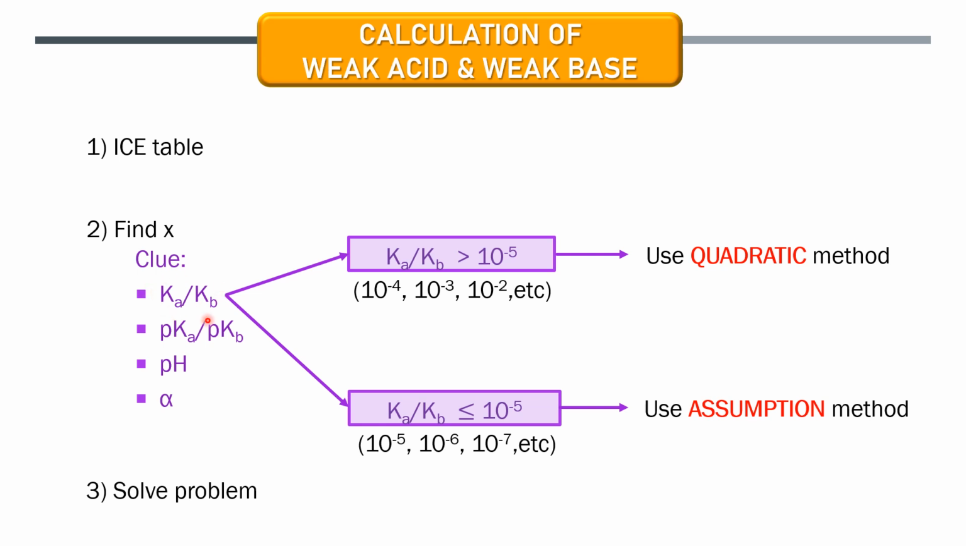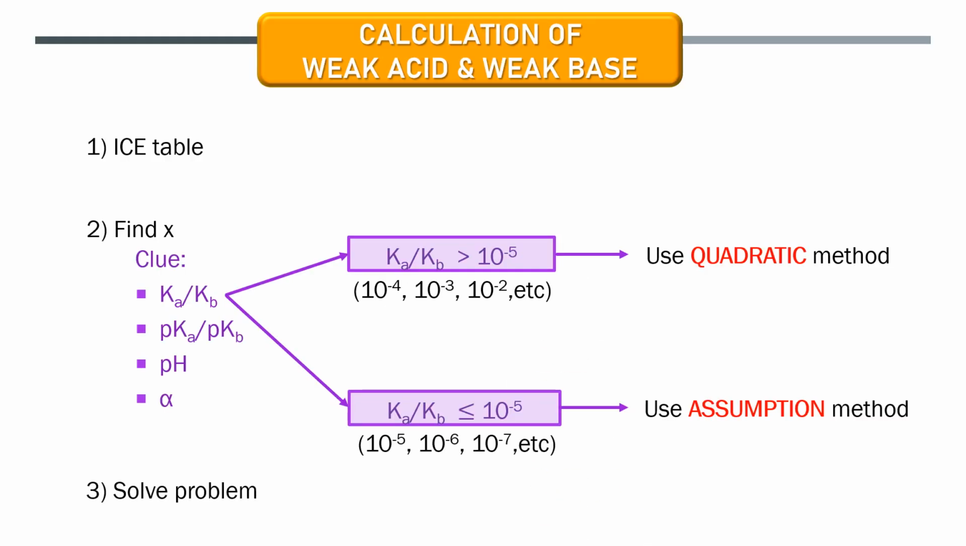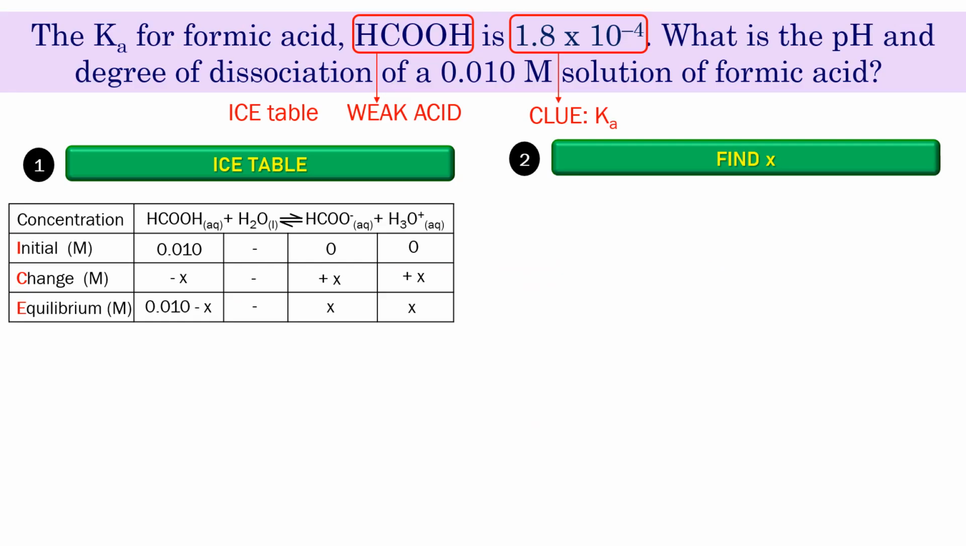The clue might be Ka or Kb, pKa or pKb, pH or alpha. So this is our clue, which is Ka. Since clue kita adalah Ka, kita akan tengok kepada value of Ka yang diberi. Kalau ianya lebih besar berbanding 10 kuasa negatif 5, kita akan guna quadratic method. Kalau sama atau lebih kecil daripada 10 kuasa negatif 5, kita akan guna assumption method untuk mencari nilai X. Clue kita adalah 10 kuasa negatif 4, iaitu lebih besar daripada 10 kuasa negatif 5, so kita akan memilih quadratic method.